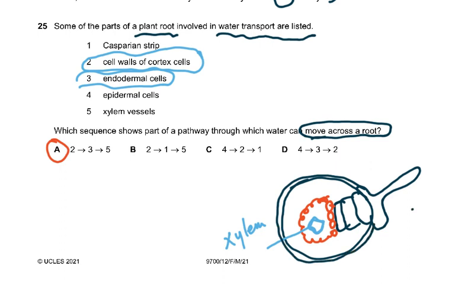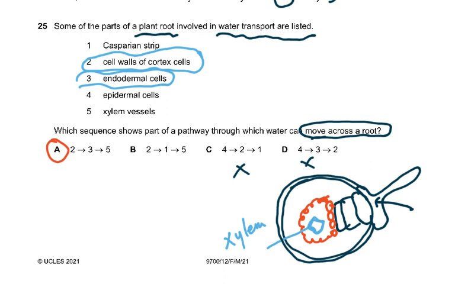But this is where water from the soil will enter the root hair cell. So number 4 shouldn't have been there. And that was easy for you to figure out. Oh, this was incorrect.